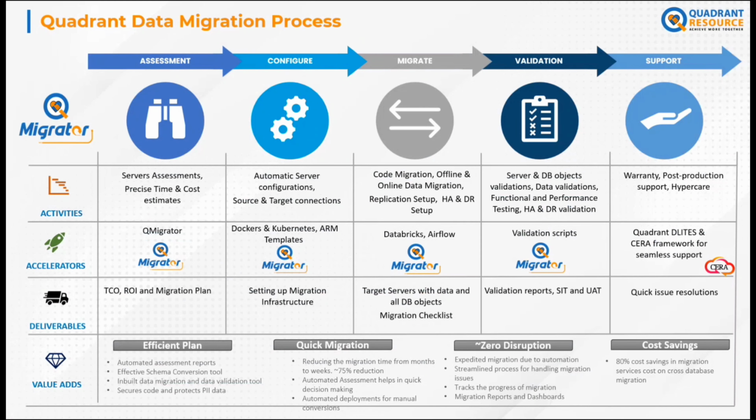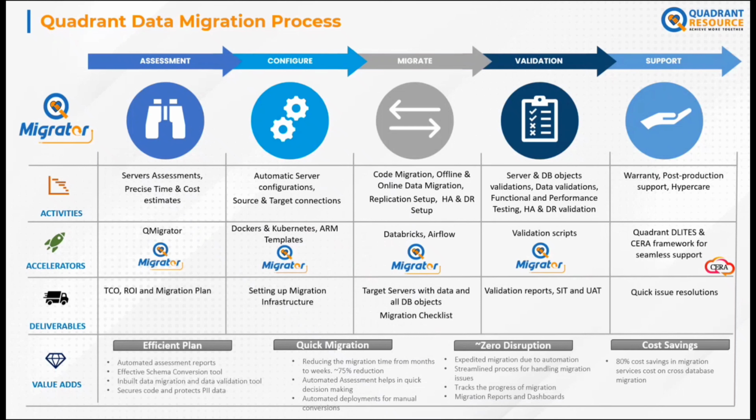So the data migration process, I'll get into a little bit more detail, is we do the initial assessment where we can create a migration plan. After that, any configuration, like creating the required infrastructure for migration and setting up the connections, is part of configuration. And then the actual migration of the storage objects, code objects, data migration. And then validation is doing the testing in different environments.